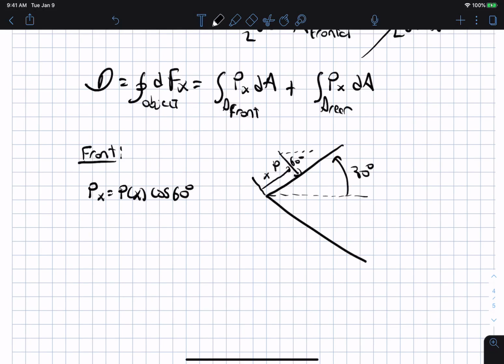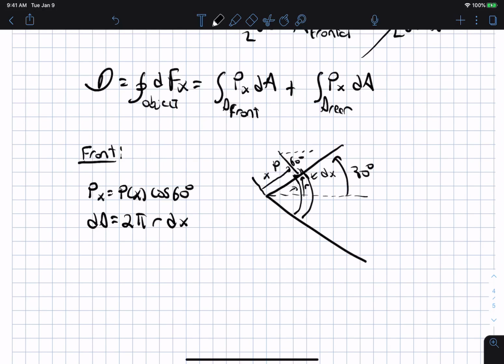Okay, and now we're going to consider a small differential patch here. This patch would be a width dx, and this patch is actually a small ring. Okay, and so because the patch is a small ring, dA will equal 2 pi r dx. Okay, and so this distance here is r. So we need to find r as a function of x.